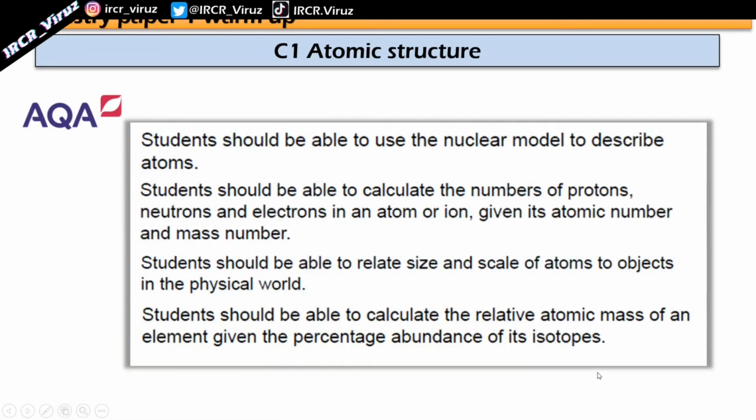So students should be able to use the nuclear model to describe atoms. Students should be able to calculate the number of protons, neutrons, and electrons in an atom or ion given the atomic number and mass. Students should be able to relate to the size and scales of atoms of an object in the physical world, and students should be able to calculate the relative atomic mass of a given element given the percentage abundance of the isotopes. Okay, so these are the things that AQA is more likely to be looking for testing in one of their papers. Okay, straight to the point.